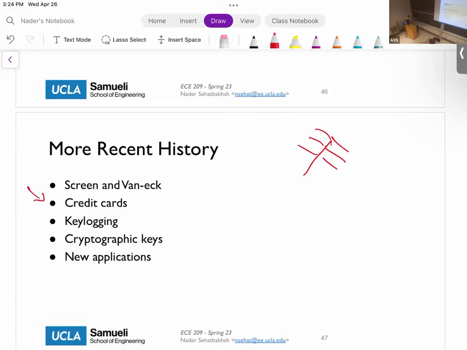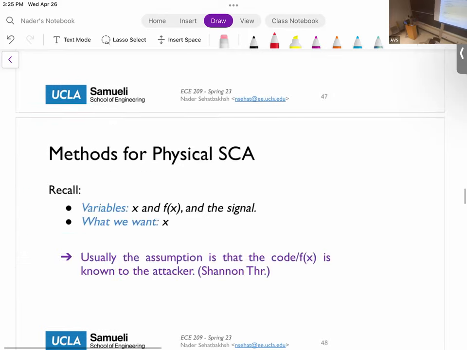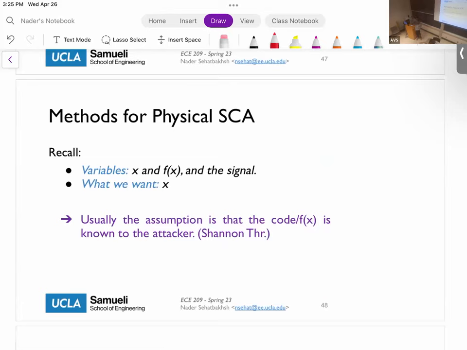And then there was the boom of credit cards in the 90s. And again, very simply, people showed that they can actually find the RFIDs in the credit cards, and they can replicate credit cards with zero overhead. Then there was the story of keylogging, and the fact that if you type things on your cell phones and your keyboards, people can actually collect it. And then, of course, it was always about cryptography keys and finding the cryptography keys. And these days it's also about some other applications, including machine learning weights and inputs and so forth.